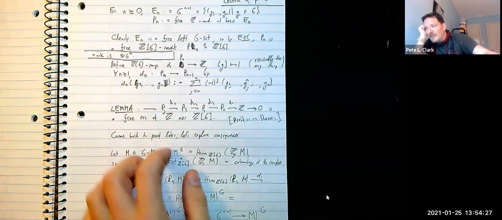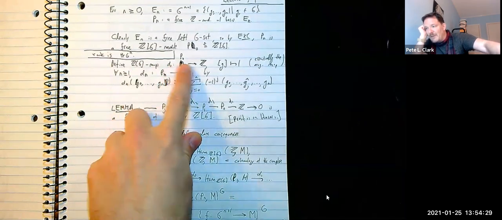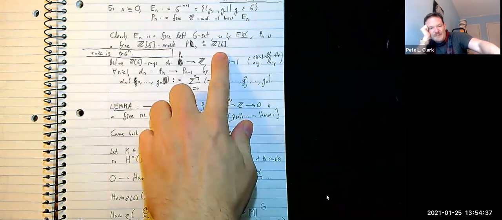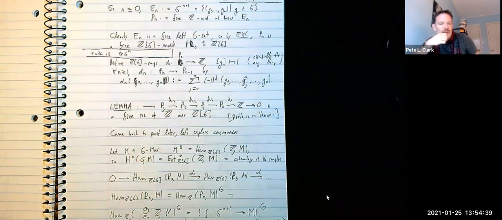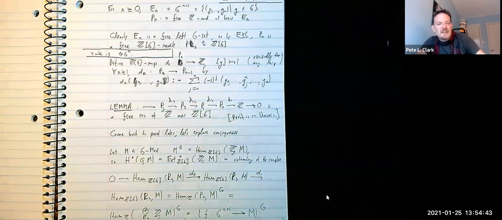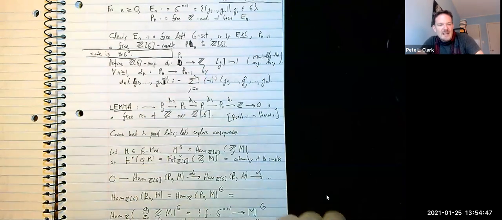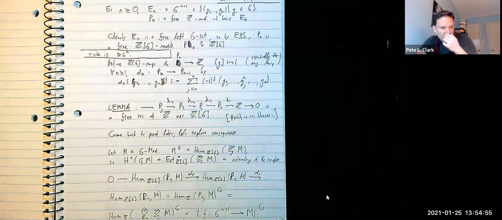So the D0 is a map from P0 to Z. P0 really is essentially a free ZG module of rank 1. If you just look a little bit at what the definition is, it really is ZG. And so this D0 really is just the augmentation map that sends every actual group element in the group ring to 1. And then for all n greater than or equal to 1, we need to define some kind of boundary map.